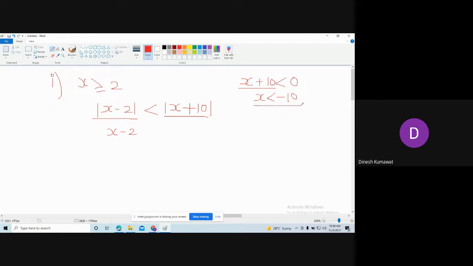So this means what? x less than minus 10, only then will this modulus come out negative. Or you can say the number inside the modulus is negative. Yes or no? Yes, sir.